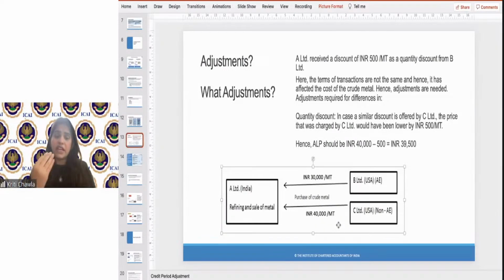Then there are credit period adjustments also that are available, where the credit period is actually different, and there are so many kinds of quantity discounts. There are so many kinds of adjustments. We'll read about that in the next question. But these are really the kind of adjustments that we actually do in the CUP method. Any questions here?